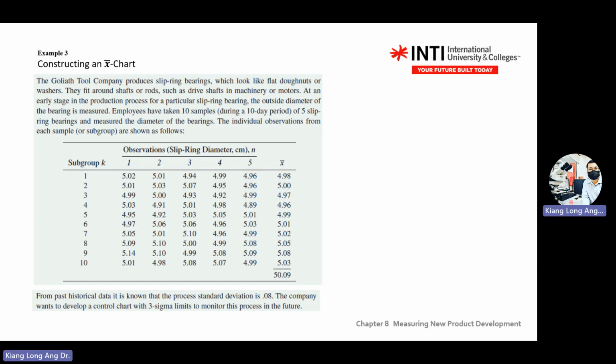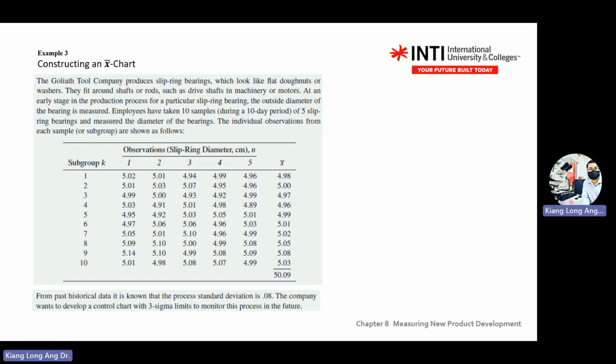So you see the table here. You have subgroups 1, 2, 3, 4, 5 until 10, meaning it takes 10 times. And these are the observations. Each time you measure 1, 2, 3, 4, 5. Once you see the table, you know actually what the question asks you already, right?